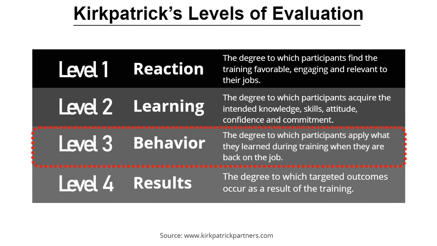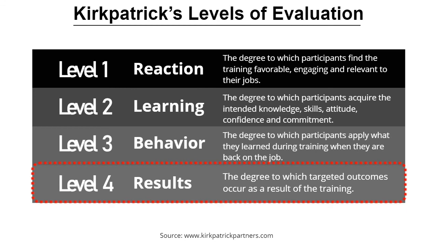Level 3 is behavior, and this looks at the degree to which a trainee can apply what they learned in the training once they're back on their job. An example for this level is the training, for example, took the learner through a simulation of how to operate a piece of machinery. And then level 3 will look at how well the learner can now go back and operate that particular piece of machinery based on the training they took.